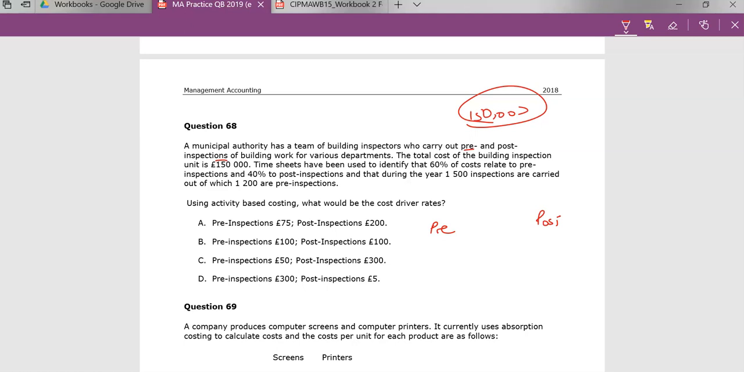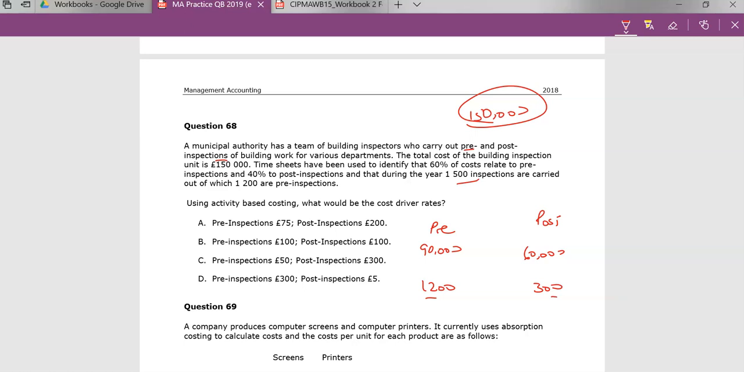So 60% of this 150,000 is 90,000, and of course the other 40%, which is therefore 60,000, relates to post inspection. And during that year, 1,500 inspections were carried out, of which 1,200 are pre-inspections. So 1,200 are pre, therefore 300 are post, because the total is 1,500.